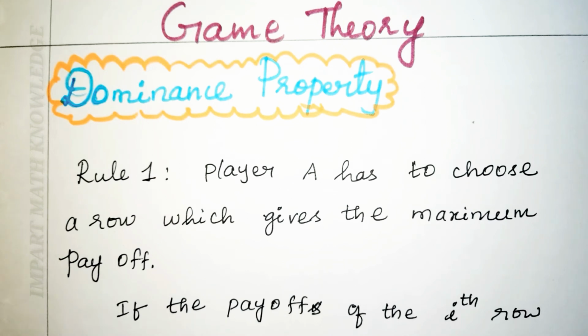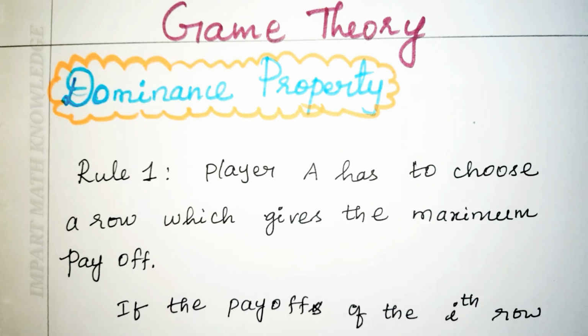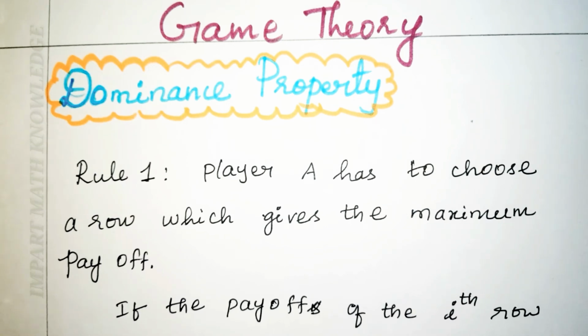This video is about dominance property in game theory. The first step, we have to check whether saddle point exists or not. If saddle point does not exist, we have to go with the mixed strategy to find the optimum strategies for the players and the value of the game. This is possible only for a 2x2 game. If it is not a 2x2 game, then it can be reduced using dominance property and then solve the problem in the usual manner.